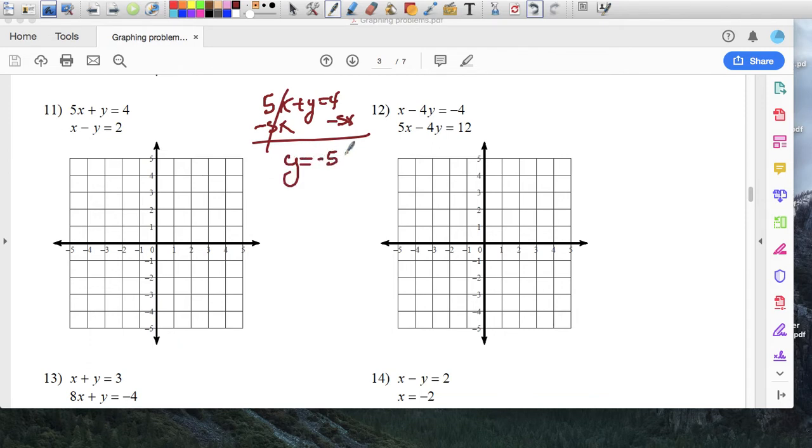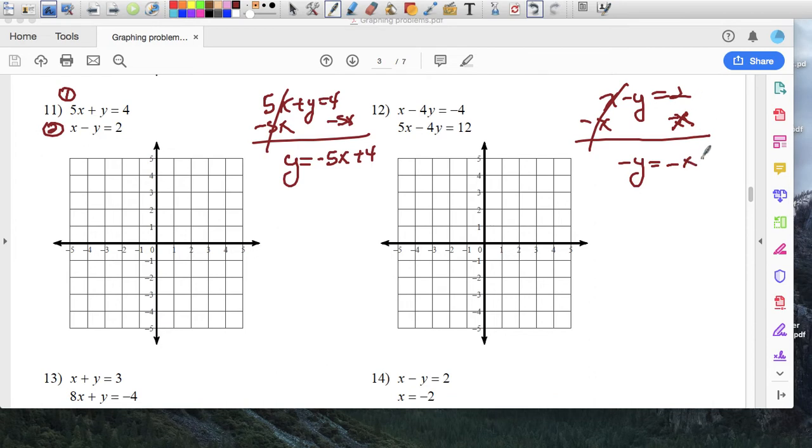In this case, I am going to subtract x. These two cross out. I get negative y equals, sorry, that should be an x, negative x plus 2. Now I can't have this as negative, so I'm going to multiply this whole thing by negative 1. Negative 1 times negative y is just y. Negative 1 times negative x is just positive x. Negative 1 times positive 2 becomes negative 2. So there is my slope-intercept format.